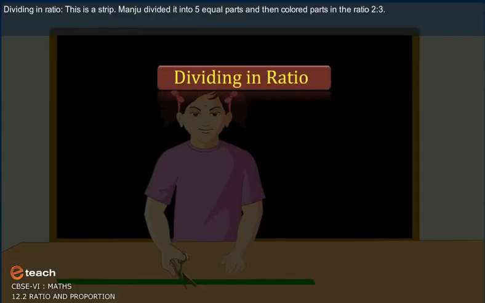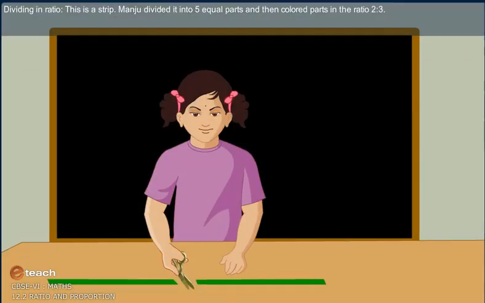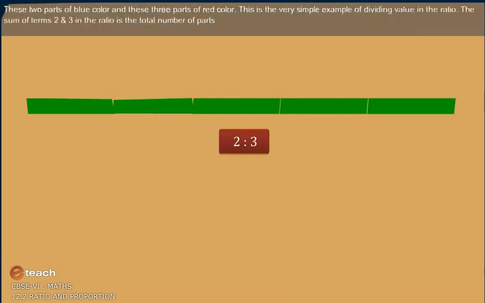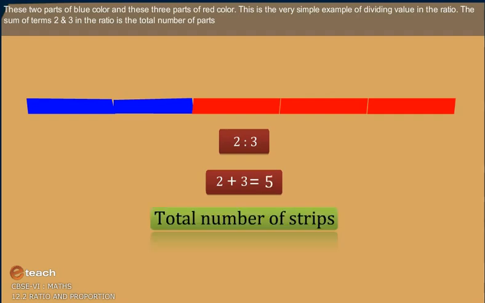Dividing in ratio. This is a strip. Manju divided it into 5 equal parts and then colored the parts in the ratio of 2 is to 3. These 2 parts are of blue color and these 3 parts are of red color. This is a very simple example of dividing a value in the ratio. The sum of the terms 2 and 3 in the ratio is the total number of parts.